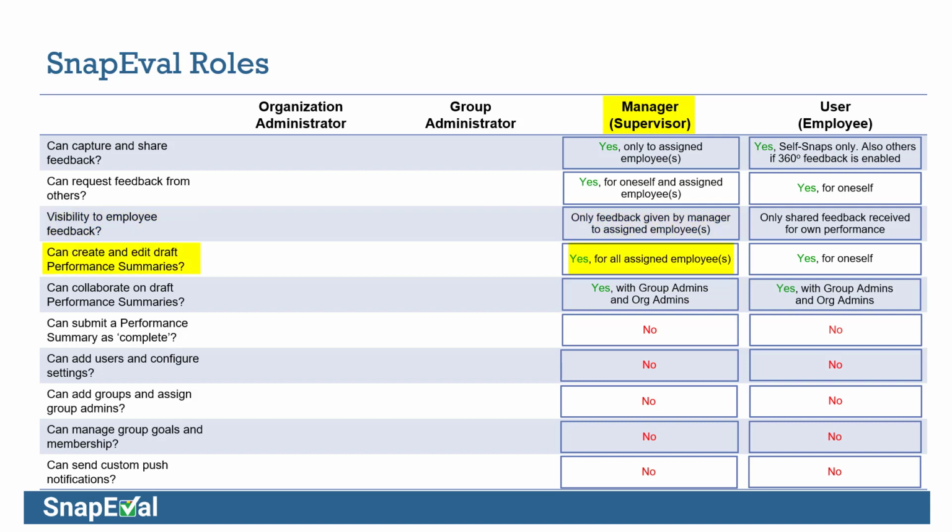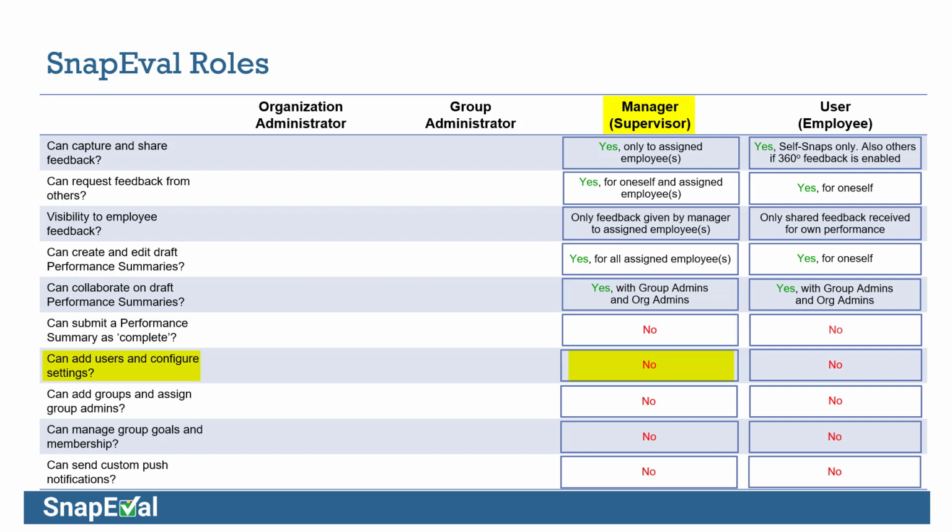They also can initiate a performance appraisal, performance summary as we call them, for their assigned employees. They can collaborate with group administrators and organization administrators on any performance summary that they create. But again, as you can see a little further down here, there are a whole lot of things that they can't do, such as submitting a performance summary as complete.